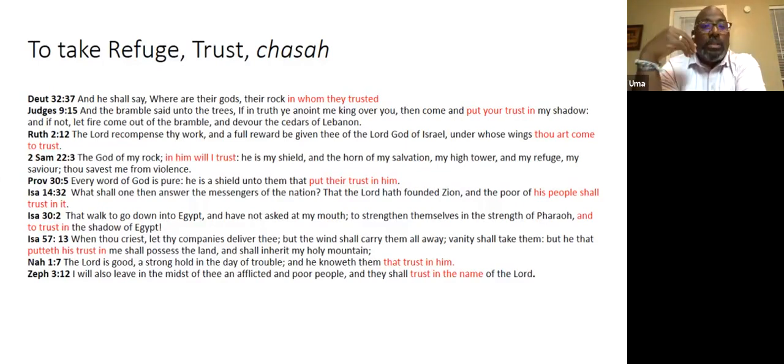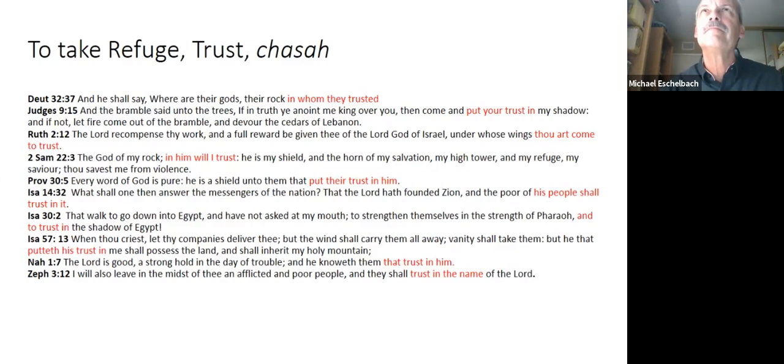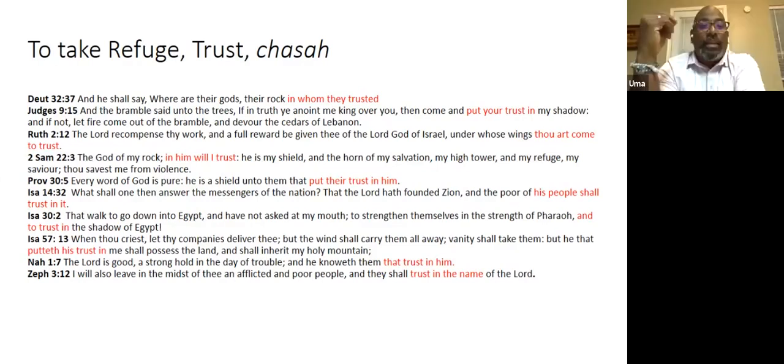Again, the individual is there having to act upon it by faith in God. And I'll come back to that word faith. But what shall one then answer the messengers of the nation? That the Lord hath founded Zion, and the poor of his people shall trust in it?